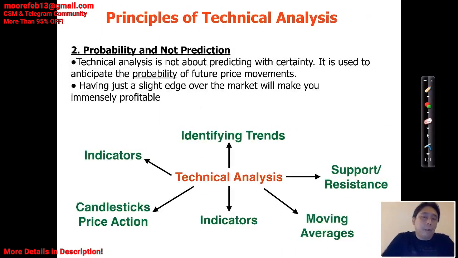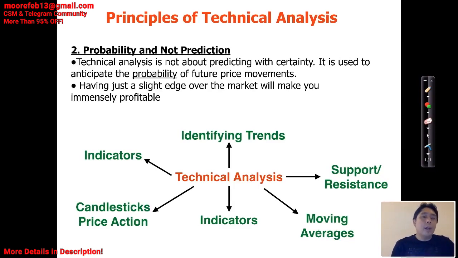The second principle of technical analysis is about probability and not prediction. Many people, when they learn technical analysis, attempt to use it to predict the direction of the stock price. They say, okay, based on this indicator, based on this signal, the price is going to go up, the price is going to go down. And that's completely the wrong way to use this technique, because remember that no one can predict the future. The future is random. The future price is driven by demand and supply, which is driven by emotions. Now, no one can predict people's emotions the next day.